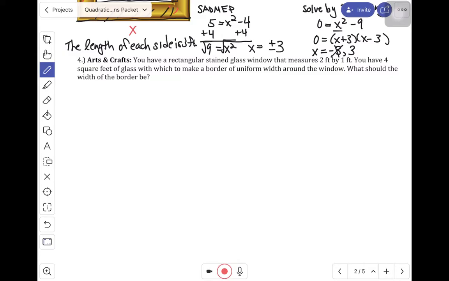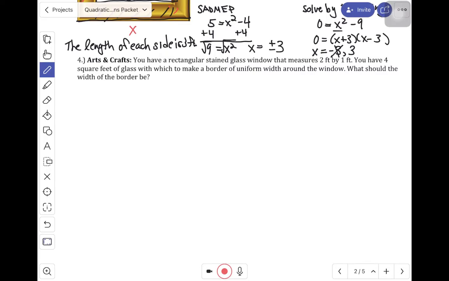stained glass window that measures 2 feet by 1 foot. You have 4 square feet of glass with which to make a border of uniform width. We've run into that phrase before. Back in our note packet, we did a problem about a quilt. So we're going to make a border of uniform width around this window. What should the width of the border be?